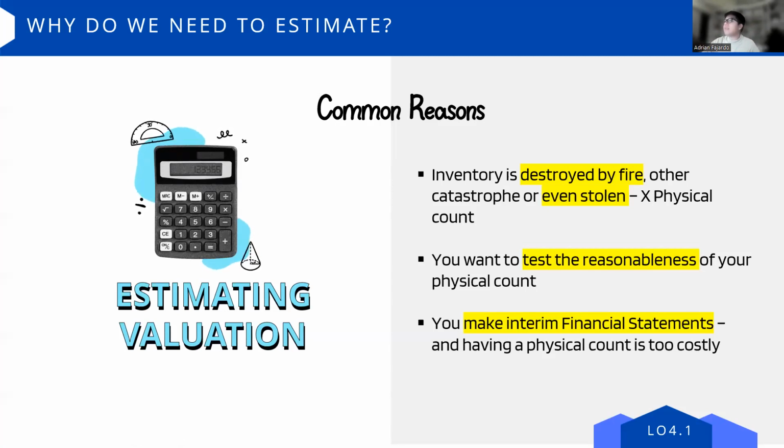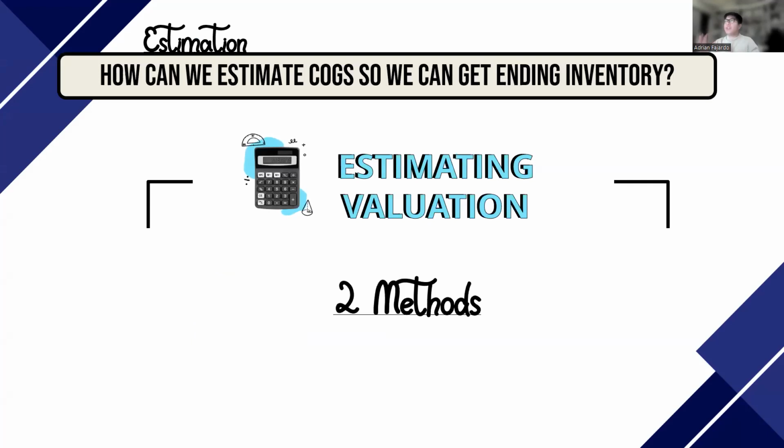Now, in terms of estimating the value of your inventory, only one thing is being asked. How can we estimate our cost of goods sold so that we can estimate the ending inventory? So, step 1, get our goods available for sale. Step 2, subtract our estimated cost of goods sold from our cost of goods available for sale so that we can get the ending inventory.